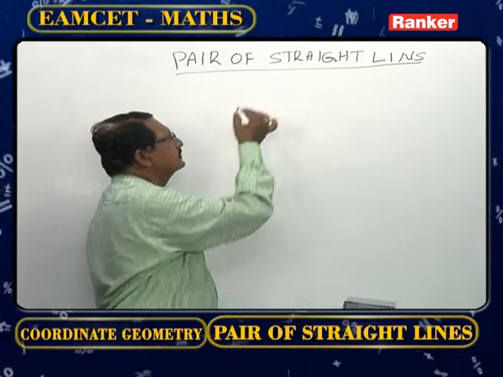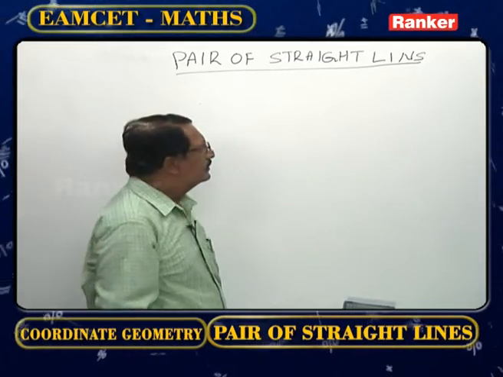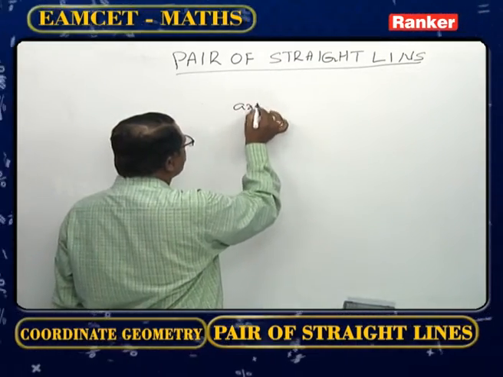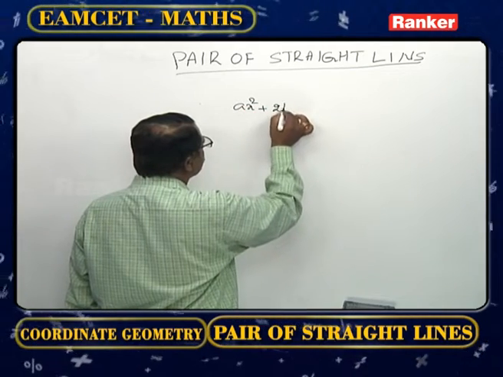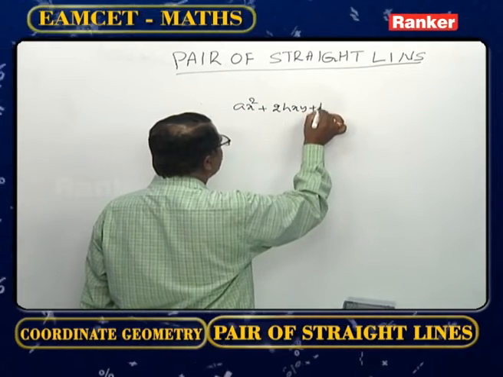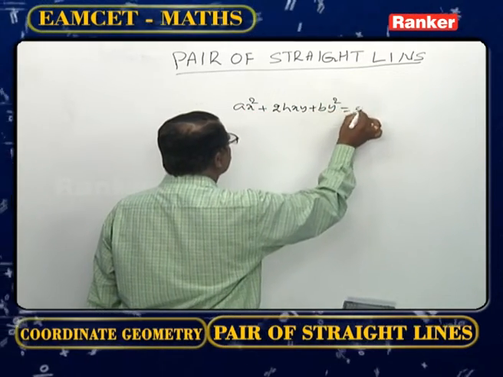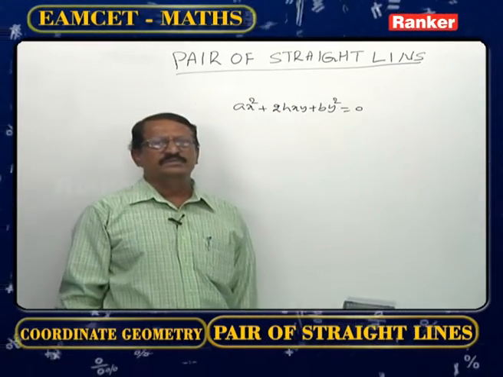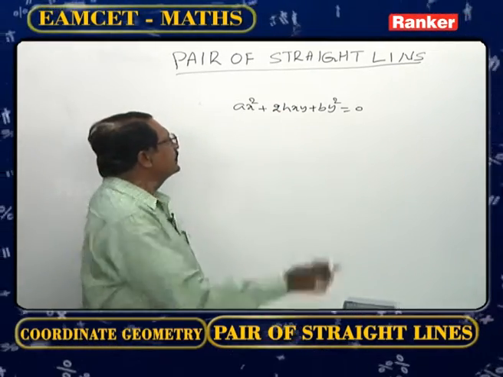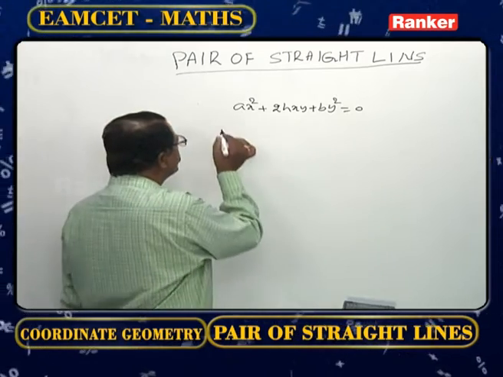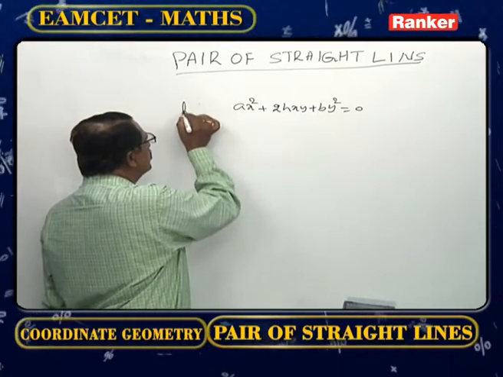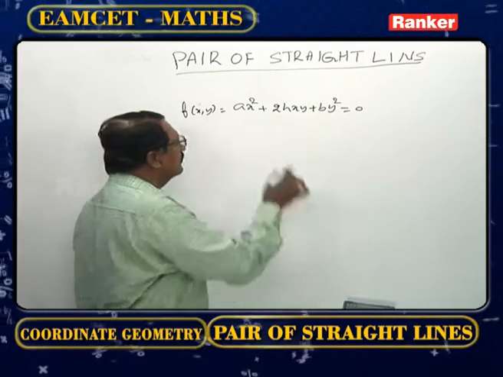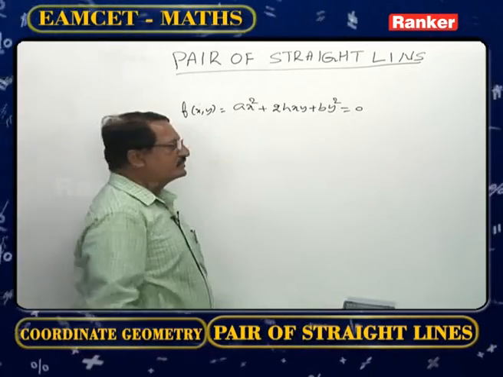Pair of straight lines. Suppose the second degree general equation ax square plus 2hxy plus by square equals 0. The second degree homogeneous equation ax square plus 2hxy plus by square equals 0. Homogeneous equation. Suppose, for example, f of x comma y equals 0, the given equation.